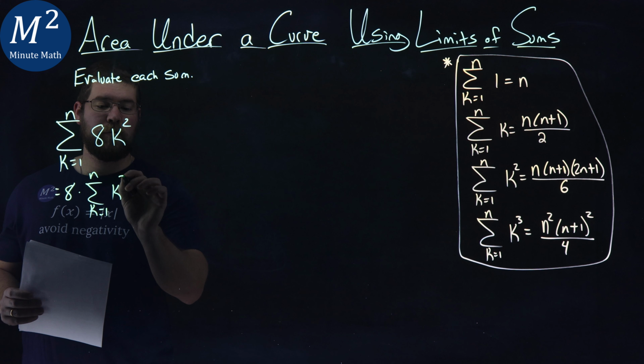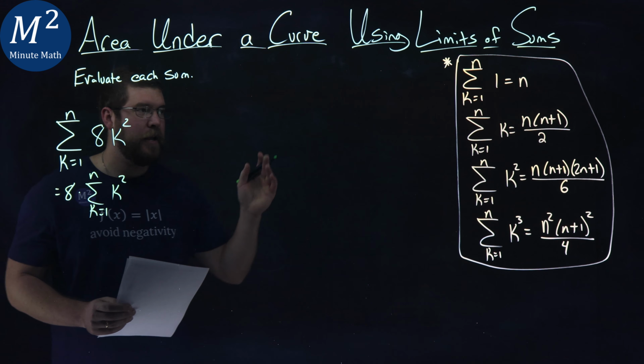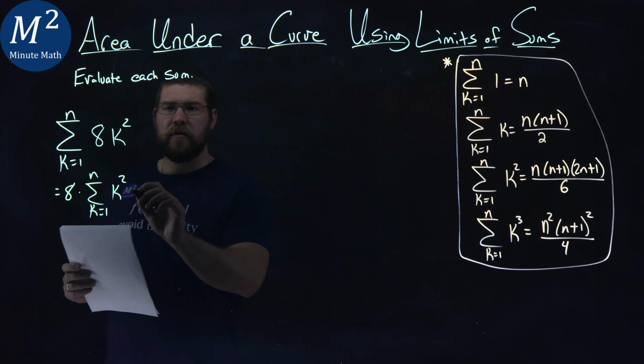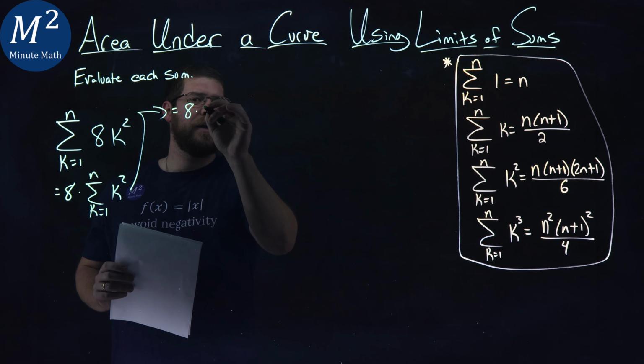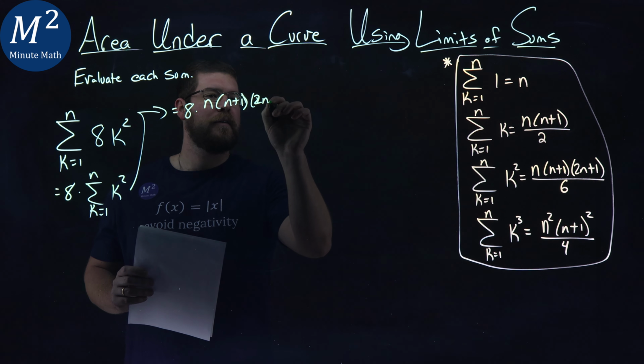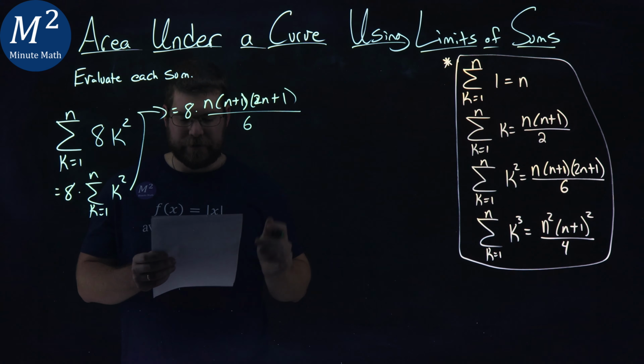We're given this problem right here, the sum from k equals 1 to n of 8k squared, and we need to evaluate this sum. Well, first thing I'm going to do is rewrite this to put the 8 outside of the sum. So we have 8 times the sum from k equals 1 to n of k squared. And now it lines perfectly with one of our definitions. So let's go put that right here. Our definitions, we have 8 times, what is k squared? That becomes n times n plus 1 times 2n plus 1 over 6.